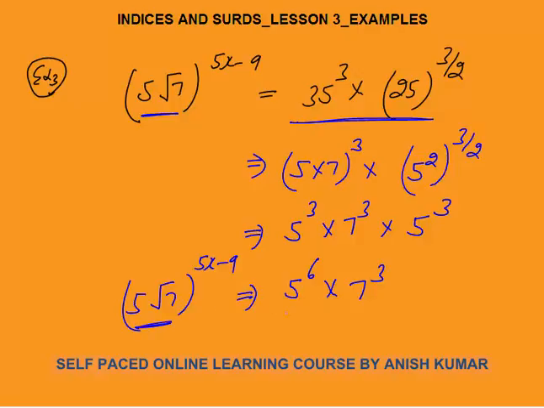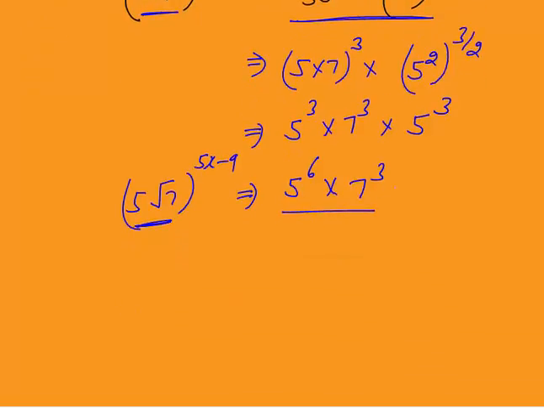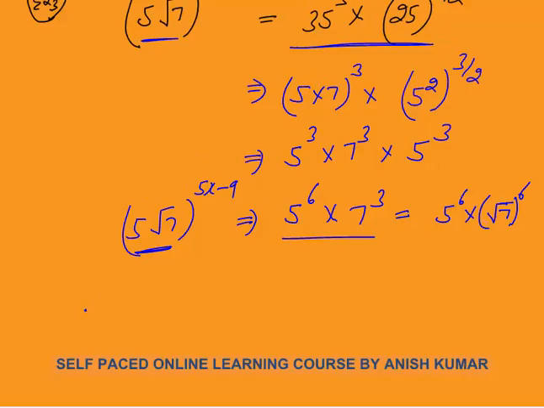Now we can't make the power equal. We have to express the right hand side, very important, in the form of 5 root 7. So this is very important. 5 power 6 into root 7 power 6. Now why have I written root 5 root 7? This becomes 5 root 7, this becomes 5 root 7 power 6.